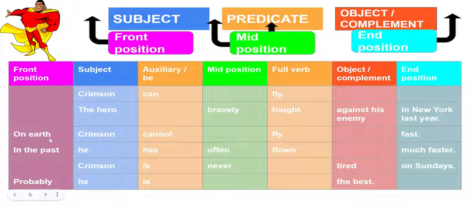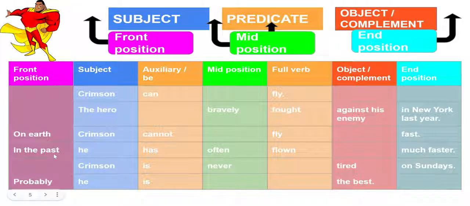Let's go on. The next sentence: On Earth, Crimson cannot fly fast. Let's look at front position here. On Earth is an adverb of place. It can appear in front position. Mid position is empty here, but we have an adverb in end position, which is fast. This one is an adverb of manner. Okay, it can appear and normally does appear in end position.